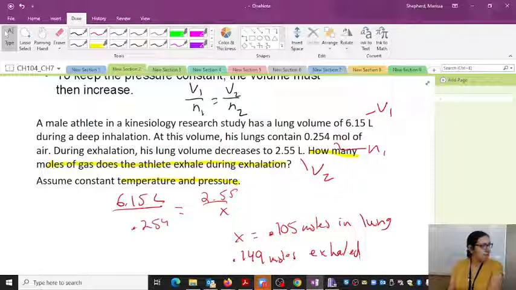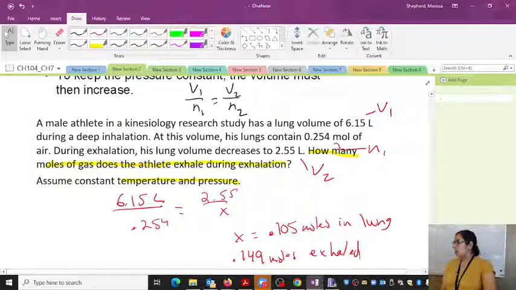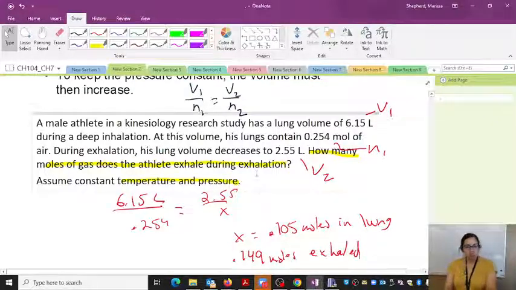So excellent job, chat. Did everyone get this in class? So at least hopefully you made it to this part, figuring out how much was in the lungs, and of course the last step was just trying to recognize the little trick there.